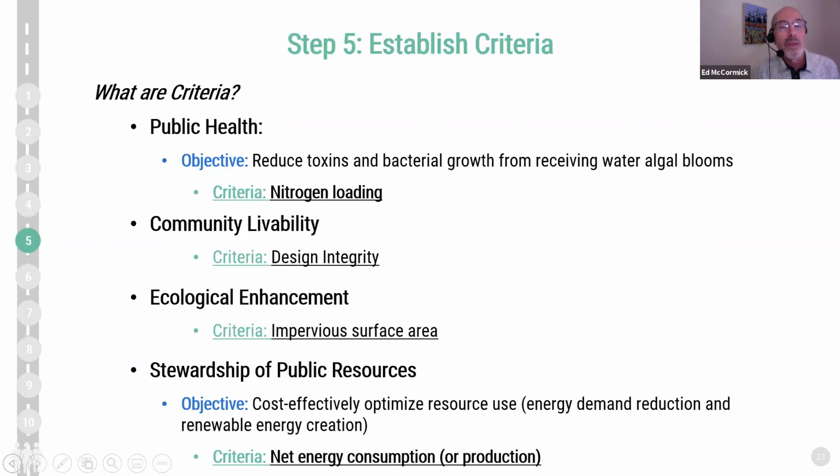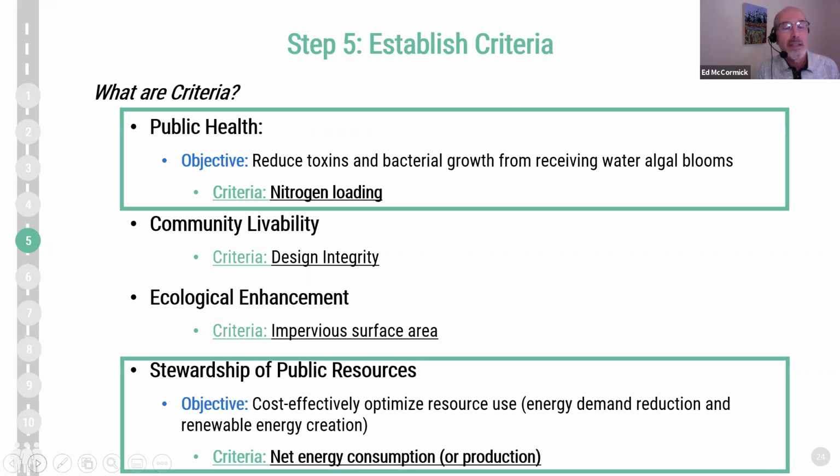Next slide. So now we get to the established criteria, the step 5 level. And again, going back to the 4 goals that we started with, and we're showing the 2 objectives, the one under public health, the one down under stewardship of public resources that we did in the previous slide. But for each of the 4, you can see examples of criteria under the 4 goals. Next slide. We're going to be just highlighting those 2 again. And you can see that the criteria of nitrogen loading is now something where once we've established the next step, which is establishing metrics for nitrogen loading, you'll be able to actually quantify and score an alternative as you do your analysis. Next slide.